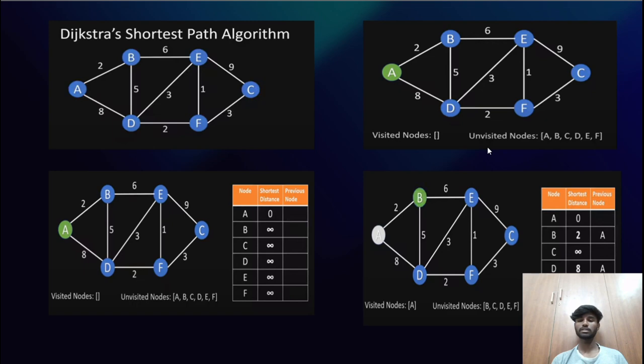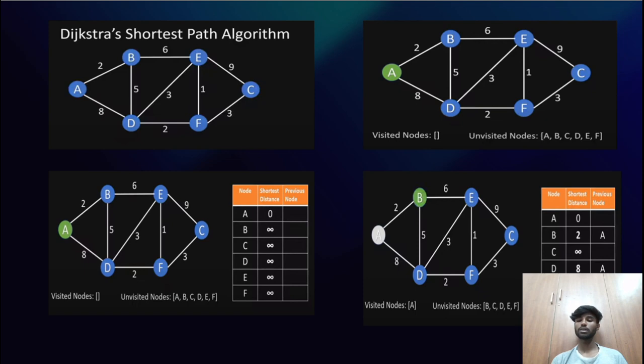Since B has the current distance of 2, we need to add this 2 to the weight of the edges to E and D. So now node E will have the current distance 8 from A over B, and we need to check if 8 is less than the current shortest distance stored in the table. The current shortest distance stored in the table is infinity, and 8 is less than infinity, so we update the shortest distance to E and set B as the previous node.